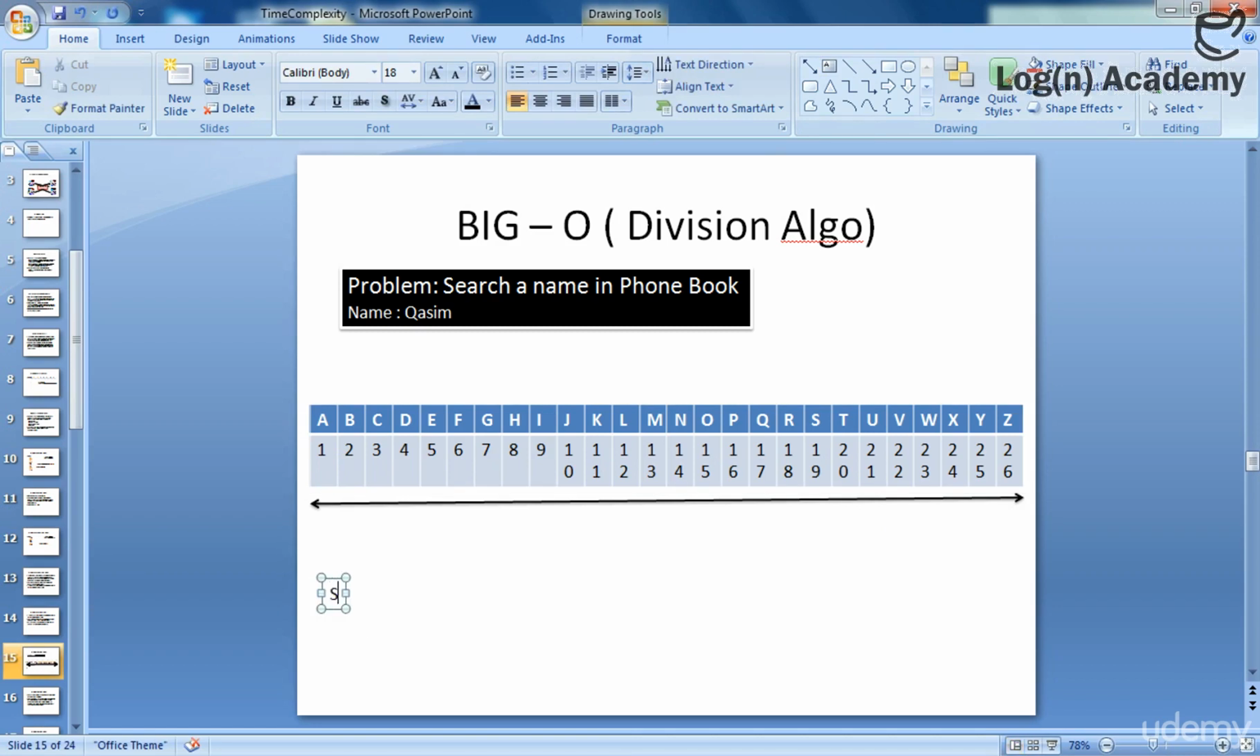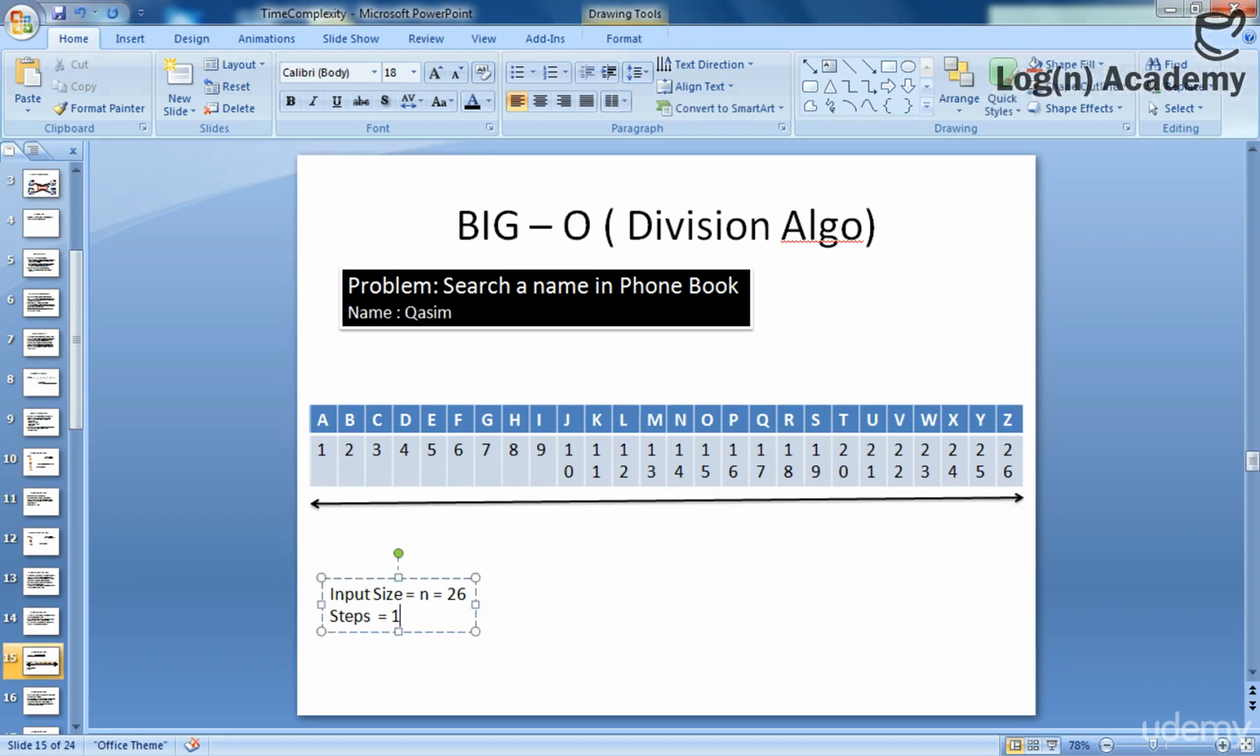Let me write down the steps. And the total input size we have, which we denote using n, the size is 26. Now in the first step, what we did, we divided our list in two halves, and then we examined on which half our letter Q will be. So we found out that it will be on the right hand side.